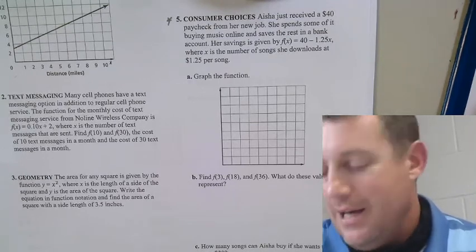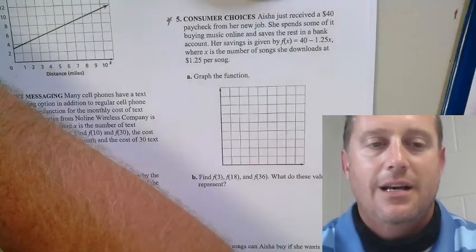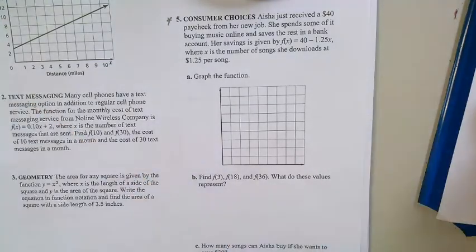So taking a look at number 5, let's just go right to number 5 and let's take a look at this one here. And here's what it says. It says consumer choices. Aisha just received a $40 paycheck for her new job. She spends some of it buying music online and saves the rest in a bank account. Her savings is given by the function f of x is equal to 40 minus 1.25x, where x is the number of songs that she downloaded at $1.25 per song.